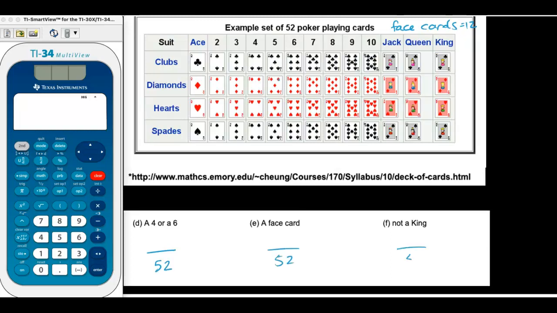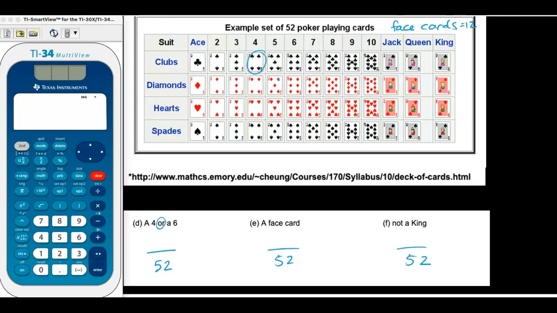Because we have 52 cards in the standard deck of playing cards. So this first one, what's the probability of picking a 4 or a 6? Or means that I count either the 4 or a 6, or if there were a card with both, in this case there's not.